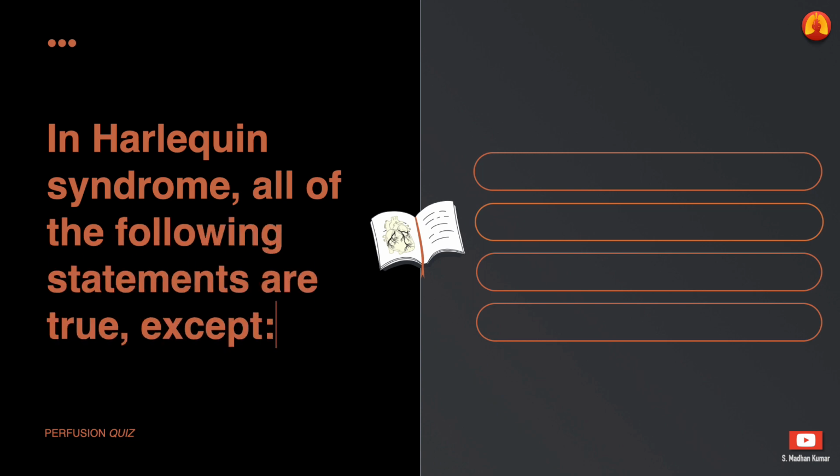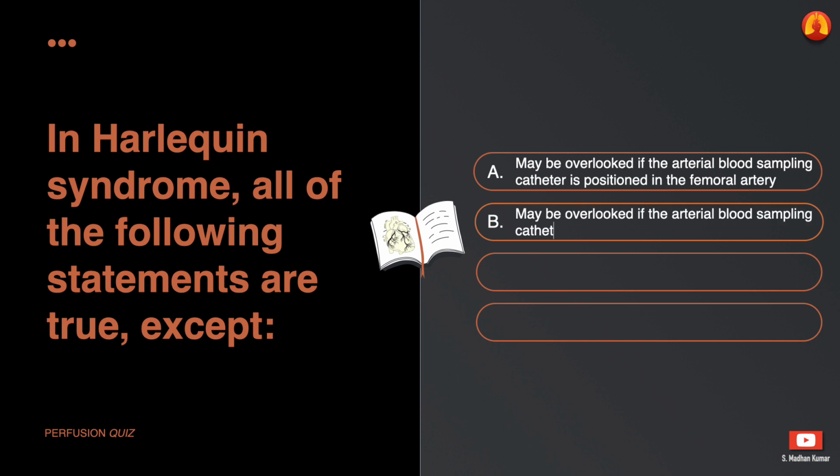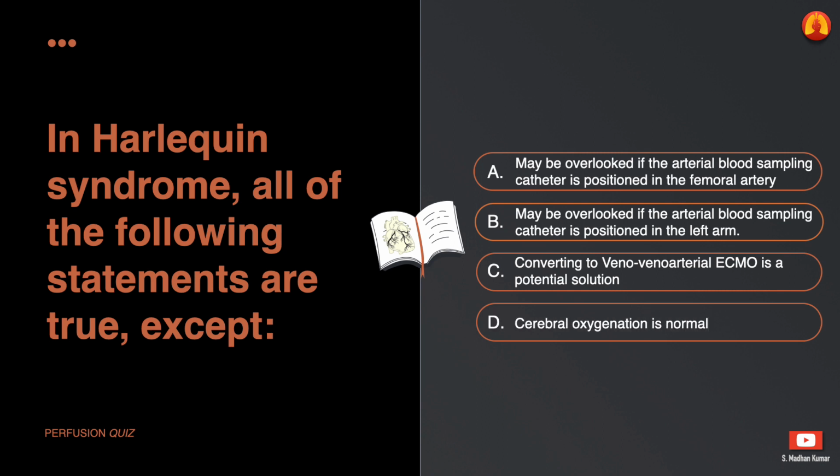In Harlequin syndrome, all of the following statements are true, except A. May be overlooked if the arterial blood sampling catheter is positioned in the femoral artery. B. May be overlooked if the arterial blood sampling catheter is positioned in the left arm. C. Converting to vein or venous arterial ECMO is a potential solution. D. Cerebral oxygenation is normal. The correct answer is, cerebral oxygenation is normal.